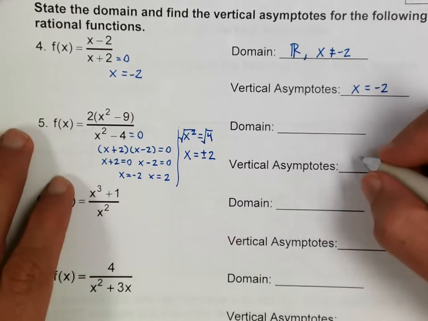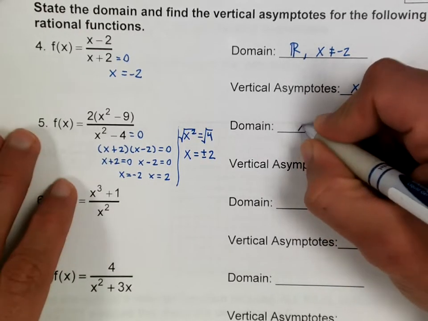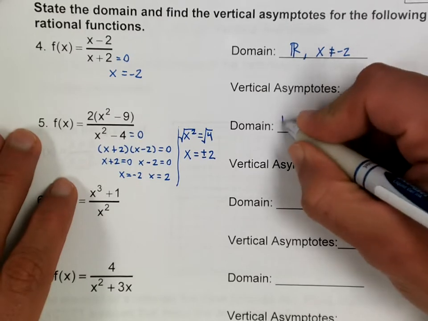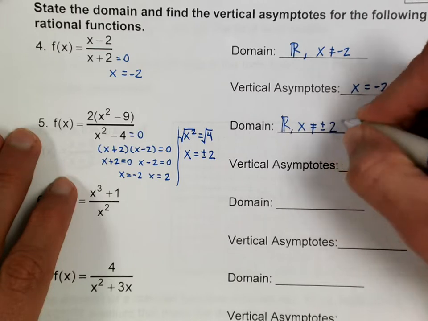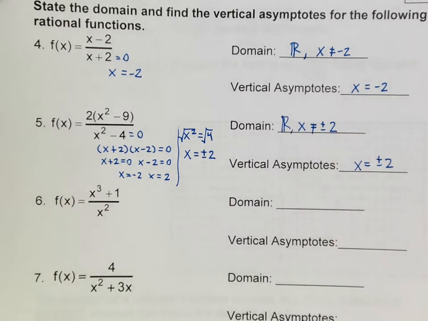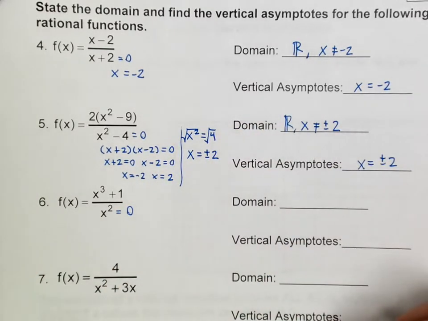Alright, so again, that tells me that my vertical asymptotes are located at x is equal to plus or minus 2. And my domain is all real numbers except for x cannot be equal to positive and negative 2, right? Okay. Let's go on. On number 6, I have x squared is equal to 0.